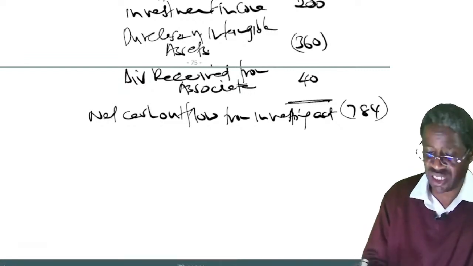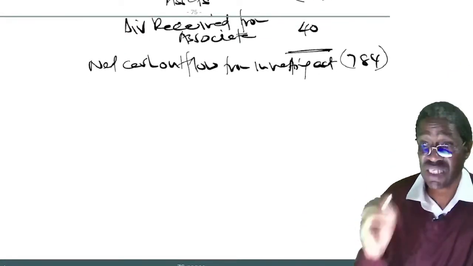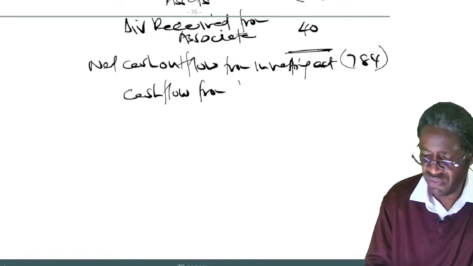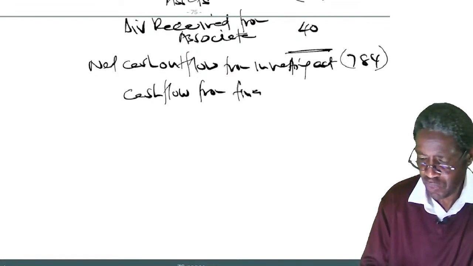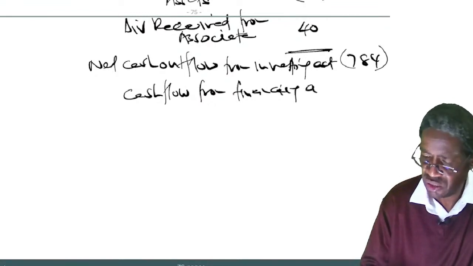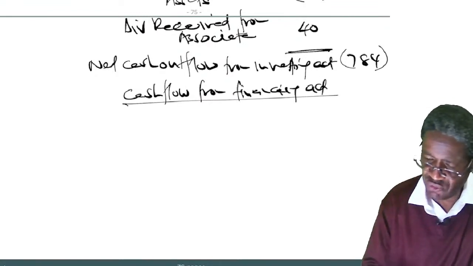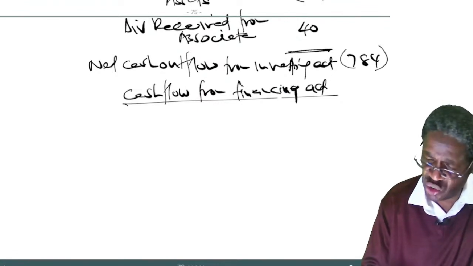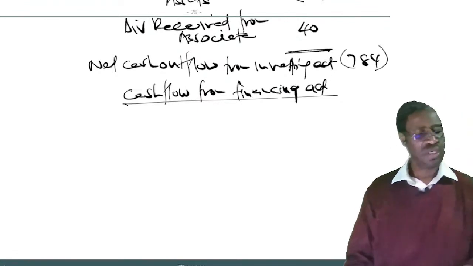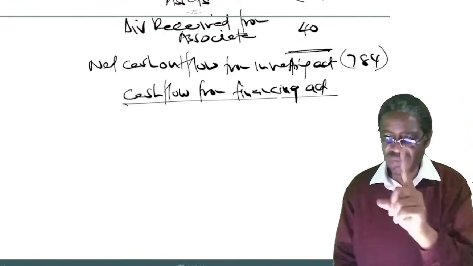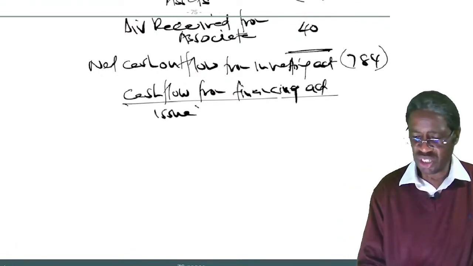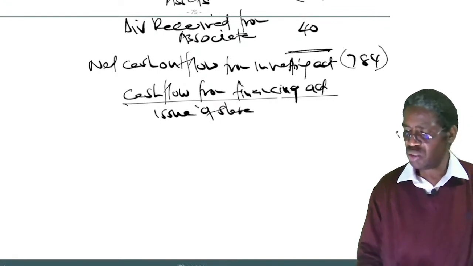Now we can go to the third category, and that is cash flow from financing activities. Those ones are not many, so we can do them very fast. Among the financing activities could be issue of shares, issue of debentures, and so on. I do remember, listen carefully, we issued some shares. We prepared an account called share capital and share premium, and there was an issue of shares.